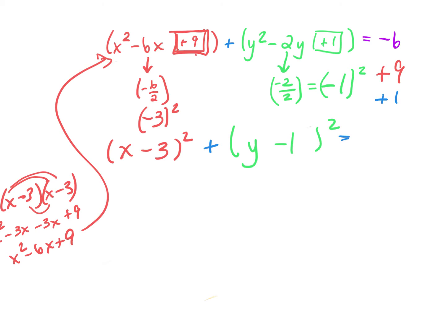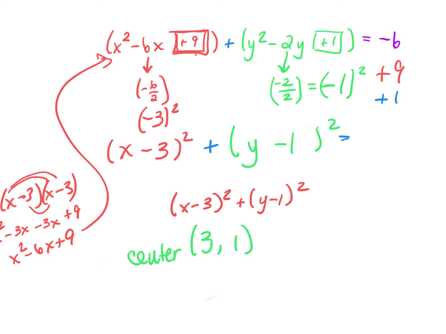So on the left-hand side, I have x minus 3 squared plus y minus 1 squared. You should already be able to tell me what the center is. What's the center of my circle? It's positive 3 comma positive 1. Good. And then we have to finish. We didn't finish on this side over here. What's negative 6 plus 9 plus 1? Positive 4. So this says equals 4.